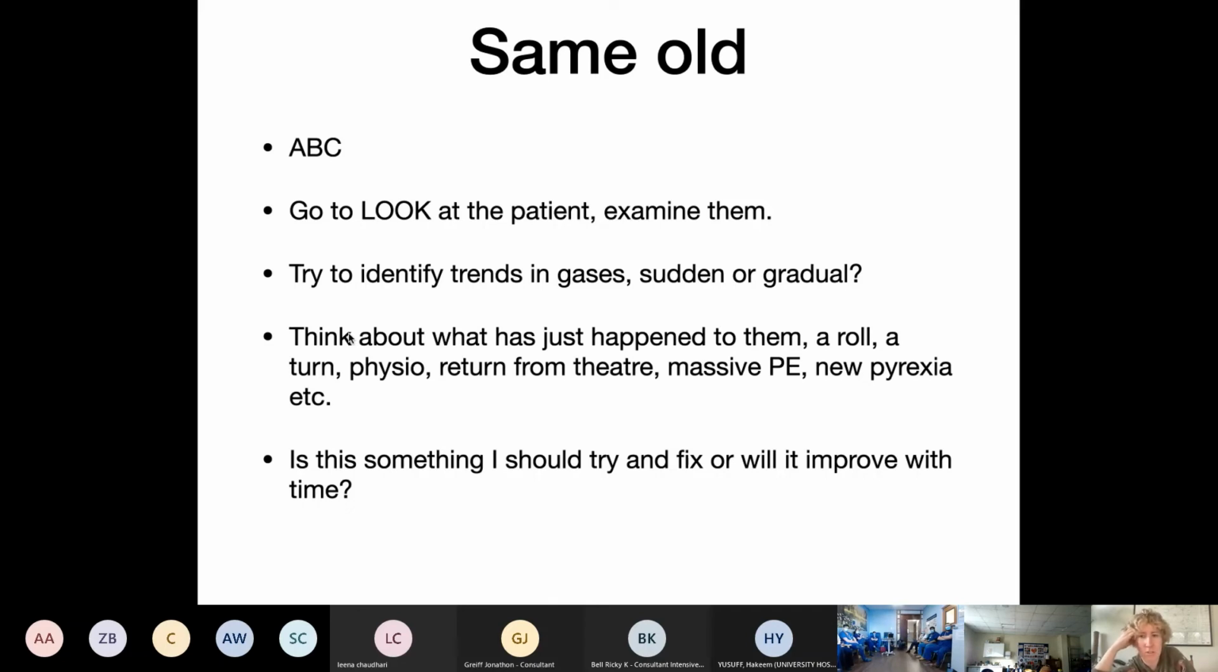Have they been rolled, turned to put their worst lung up? Have they had physio? Have they returned from theatre? Have they suddenly had a massive PE? Are they newly pyrexial? So try to put the result into context. And is this something that I should try and fix, or will it improve with time if I do nothing? And sometimes that is the answer.